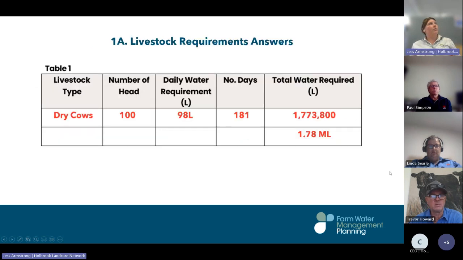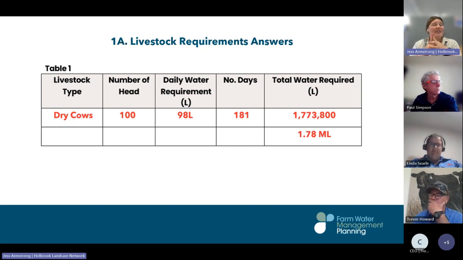So I have the answers. You don't. Now you do. So in your work booklet, go to table 1. And what we're essentially writing out is that our livestock type are dry cows. We have 100 head of dry cattle. We're going to estimate that for this scenario, they are going to be consuming 98 litres per head. And that is for 181 days.